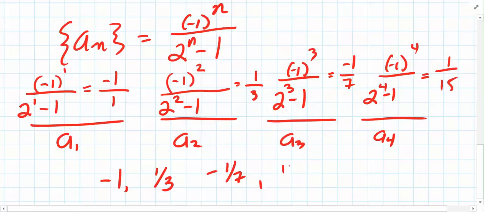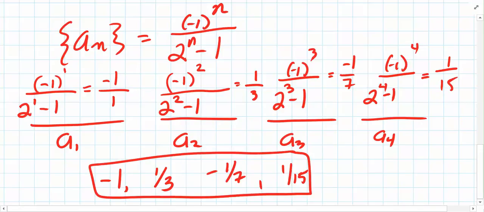So there are the first 4 terms of the sequence. And do you notice that this sequence alternates sign? One term is negative, the next one's positive, one's negative, one's positive, right? The reason it alternates sign is because of that numerator, negative 1 to the n.